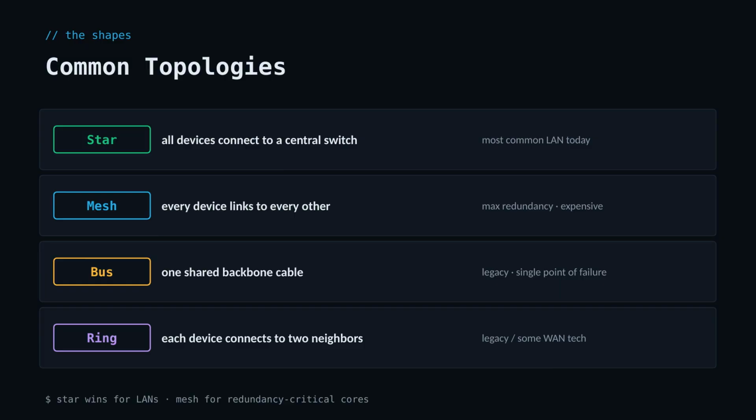A bus shares one backbone cable, which means one break takes everything down, while a ring loops each device to two neighbors and still shows up in some WAN technologies. The pattern to remember: Star wins for LANs. Mesh shows up where downtime simply isn't an option.